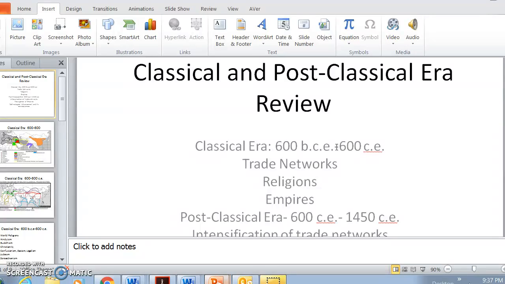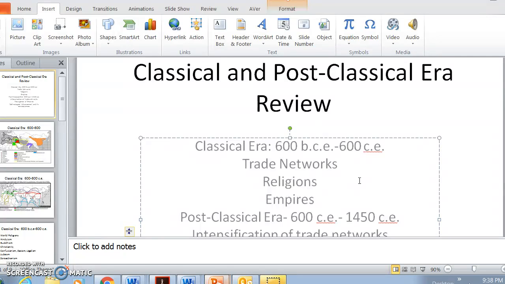So there's three things. Trade networks: Silk Roads, Trans-Saharan trade network, Indian Ocean, and Mediterranean Sea. The religions: Buddhism, Christianity, Judaism, Hinduism, right? And then some of the Chinese philosophies. And then you have the empires, empire building. In the AP course, this is the start of state development or state building.